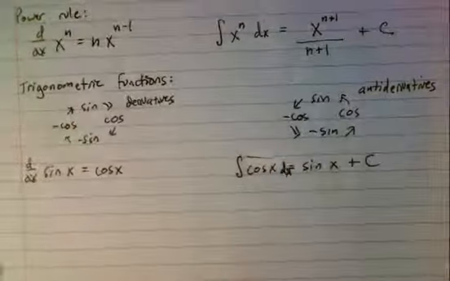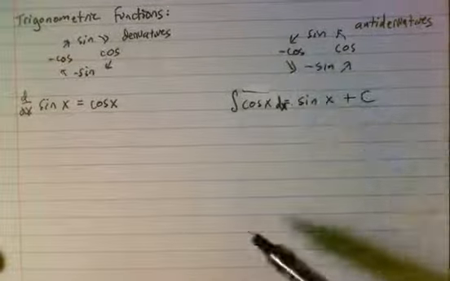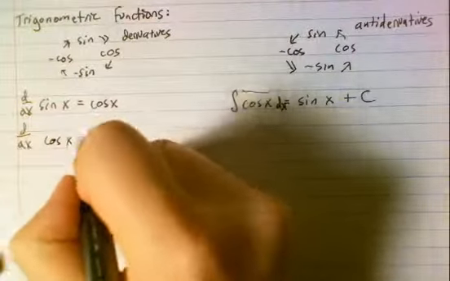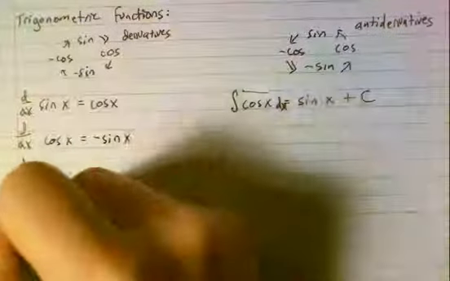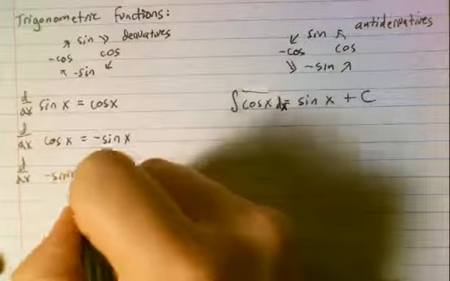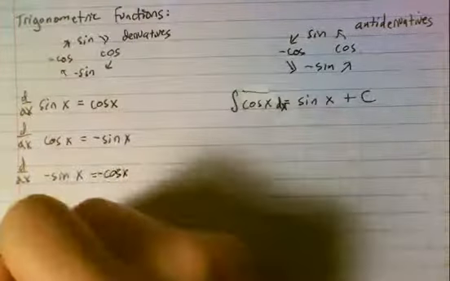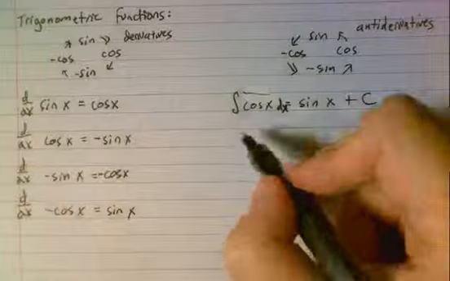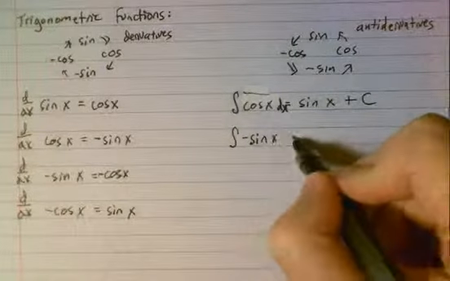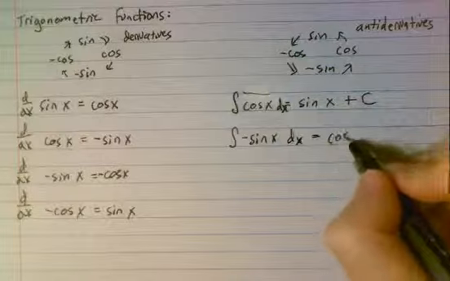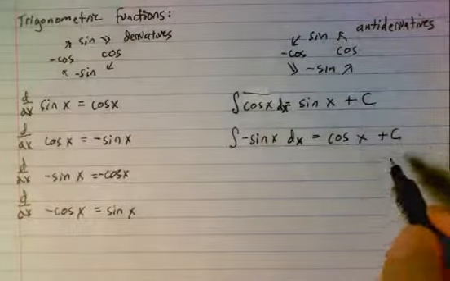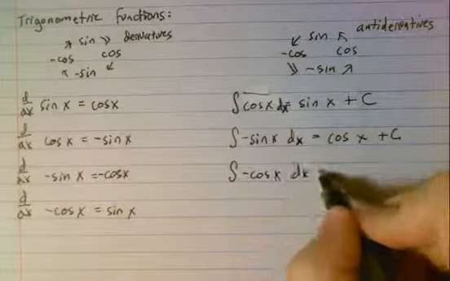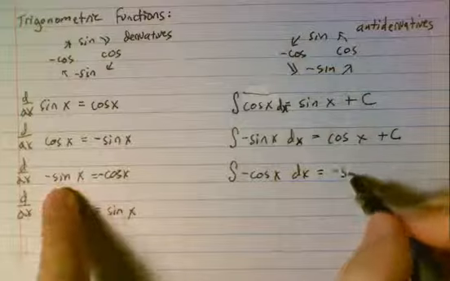First we went this way, now we're going that way. So you're going to have a set of rules just telling us this. So we know the derivative of cosine of x was negative sine of x, derivative of negative sine of x was negative cosine of x, derivative of negative cosine of x was sine of x. Here, just going the other way. The antiderivative of negative sine of x dx is cosine x plus c. Gotta have the plus c, every single one of them. The antiderivative of negative cosine of x dx, it's going the other way, negative sine of x plus c.